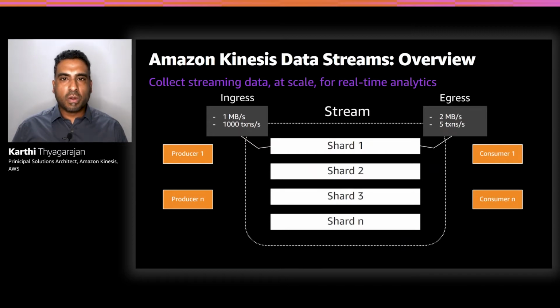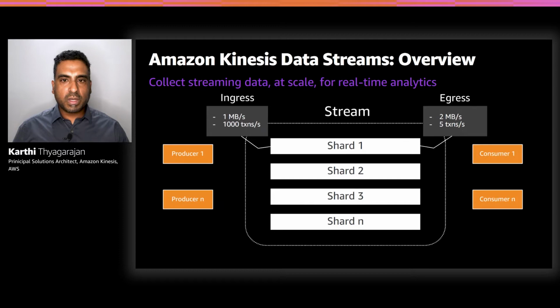Now, a key detail to note about Amazon Kinesis data streams is that you don't provision servers or VMs or containers in order to do ingestion and stream processing. You provision something known as a stream, and you interact with this stream using our APIs. Now, within a stream, the unit of scale that you'll be working with is known as a shard. And each shard can support 1 megabyte per second of ingest as well as 1,000 transactions per second. And on the egress side, a shard can give you 2 megabytes per second of egress and 5 transactions per second.